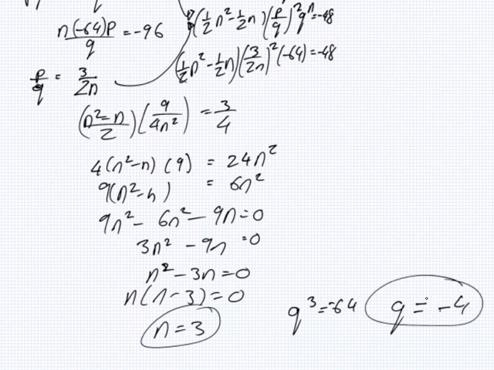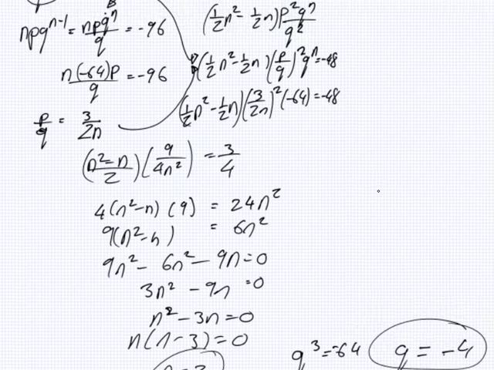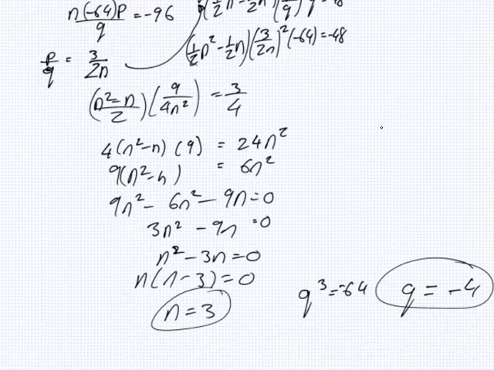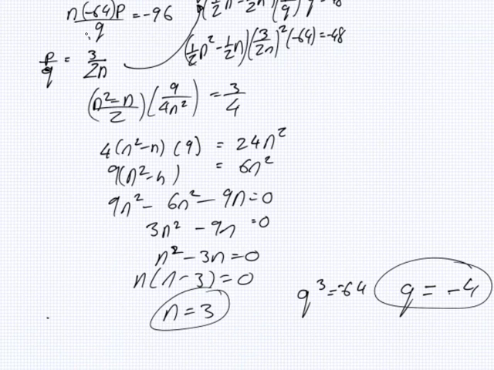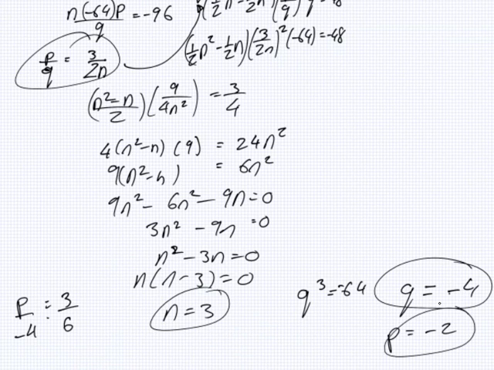And now that I have the q and the n, I can get the p somehow. Oh yeah, because earlier I said this. So that means p over minus 4 equals 3 over 6. So that means p is minus 2. So I have my 3 answers now.